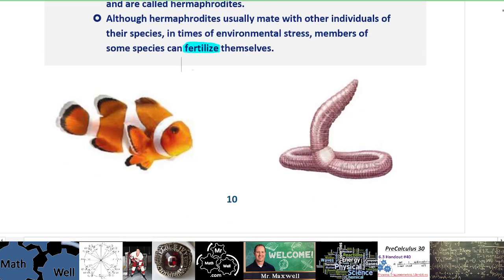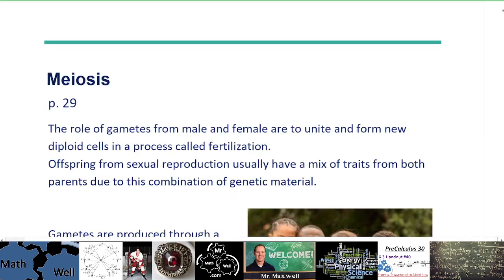So that's hermaphrodites. All right, meiosis. We talked about mitosis, and unfortunately, the two words are very, very similar. Unfortunately, I say, because it's easy to get them mixed up. But on page 29, we learn about this process called meiosis.